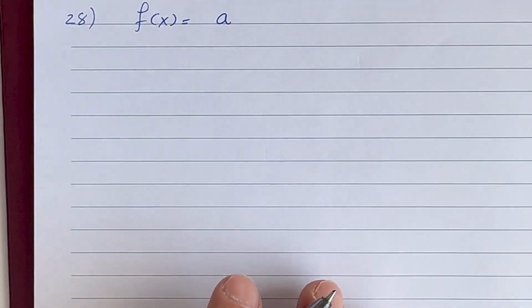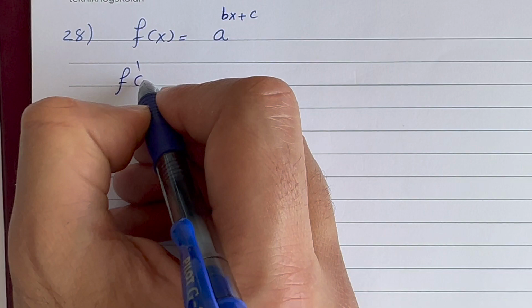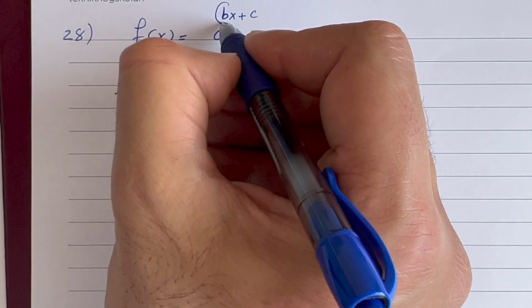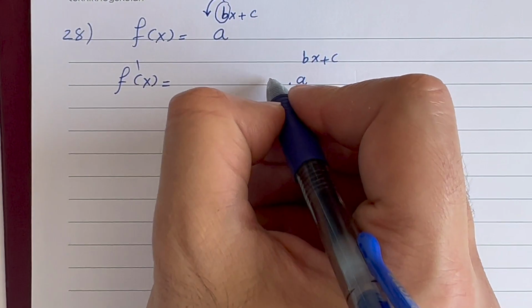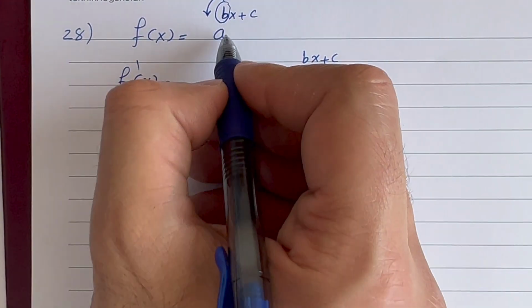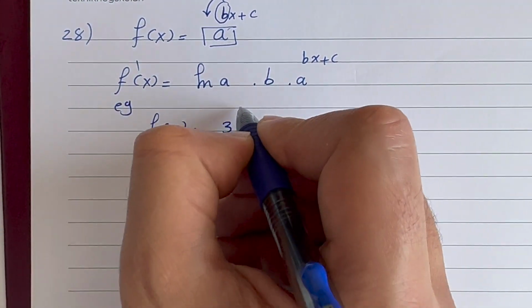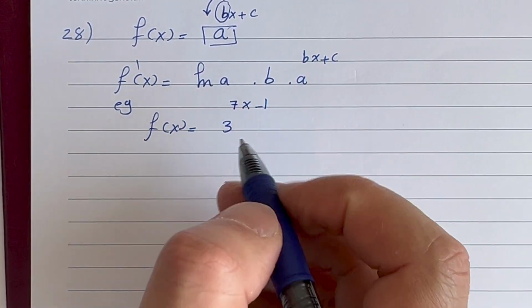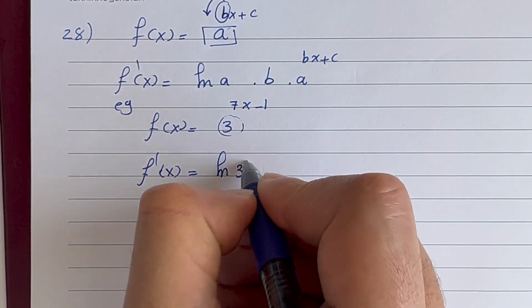Rule number 28. What if the exponent is not only x, but a linear function, bx plus c? Same thing. We write the function as it is, but since this is a linear function, the derivative of the exponent is b, so we multiply by it, put it down. And since this number is not e, we have to multiply by ln a. Example, 3 to the power 7x minus 1. So a is 3, b is 7, c is negative 1. The rule says, don't forget to multiply by ln 3 first.